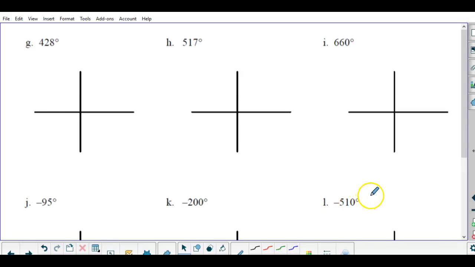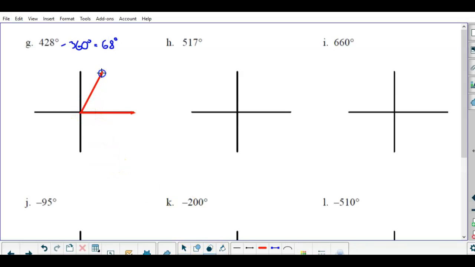Okay, so next, these are bigger than 360. So what do we do? Well, we draw our initial arm. Then think about it. One complete rotation is 360. Then we have to figure out how much more than 360 428 is. So what you might want to do is subtract 360. When you do, in this case, you get 68. So that means our terminal arm is going to be in the first quadrant.